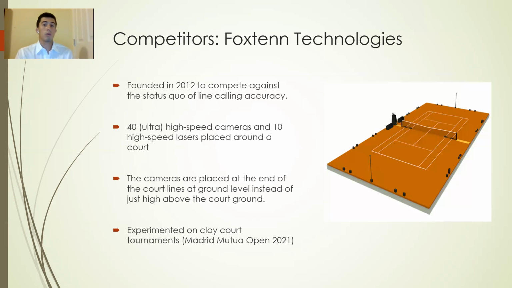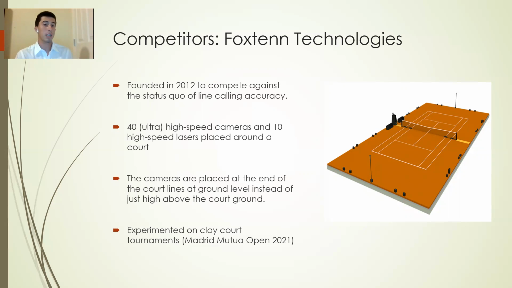I also brought some competitors for the Hawkeye technology, and the biggest competitor for them is the Foxtenn technology. The Foxtenn technology was founded in 2012 to compete against the status quo that the Hawkeye technology placed on tennis. So the Foxtenn technology is based on 40 ultra high speed cameras and 10 high speed lasers placed around the court. So different from the Hawkeye technology, Foxtenn has the cameras on the ground. They don't have the cameras high above.